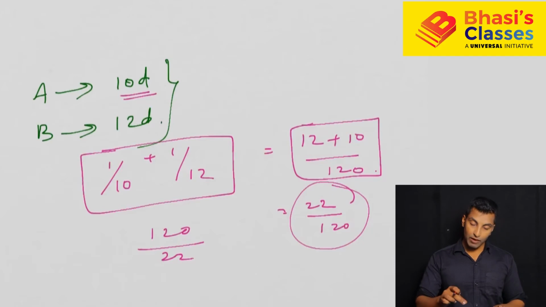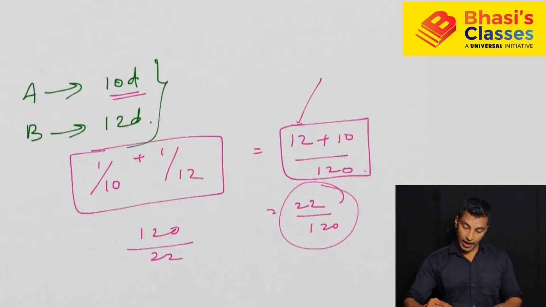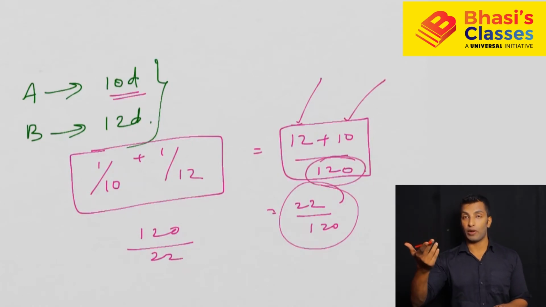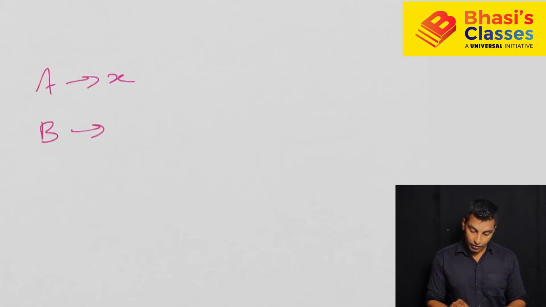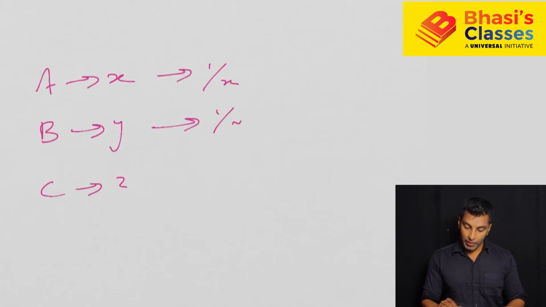If you need to make a formula, you can make one based on this. This is A, this is B, and this is AB. Take the reciprocal. Now what if there are three people? A can finish in X days, B can finish in Y days, C can finish in Z days. So A can finish 1 by X of the work in one day, B will finish 1 by Y, C will finish 1 by Z.